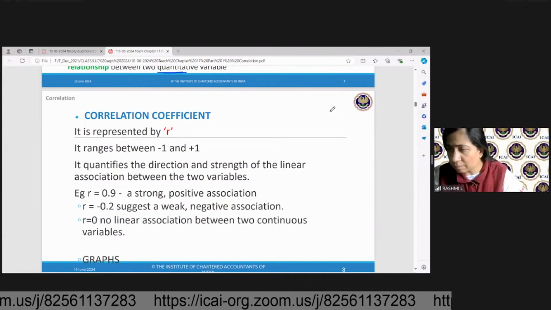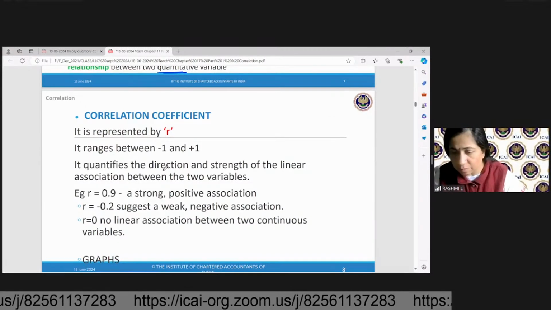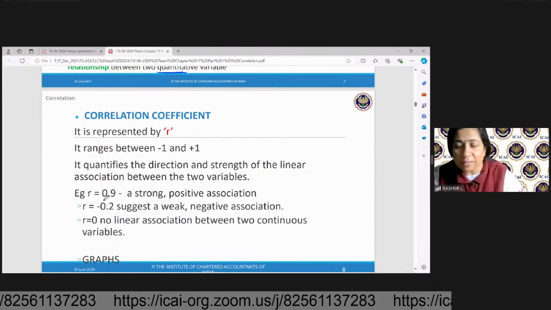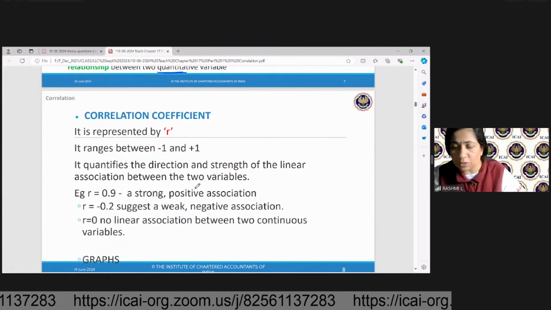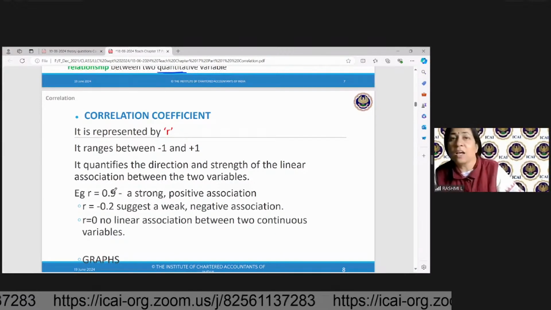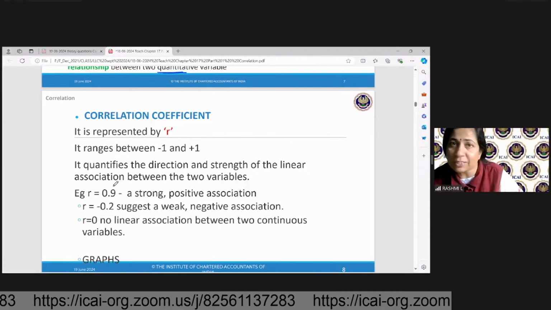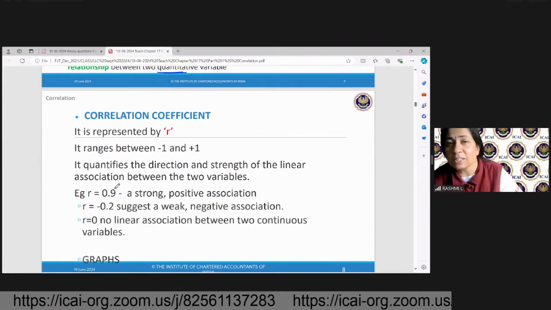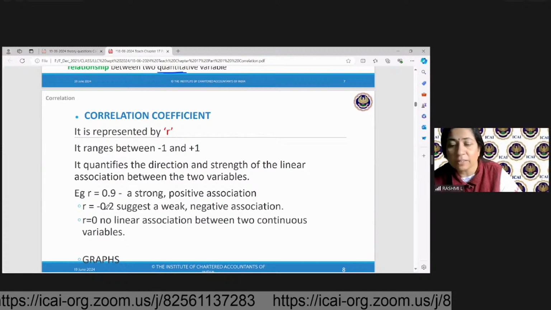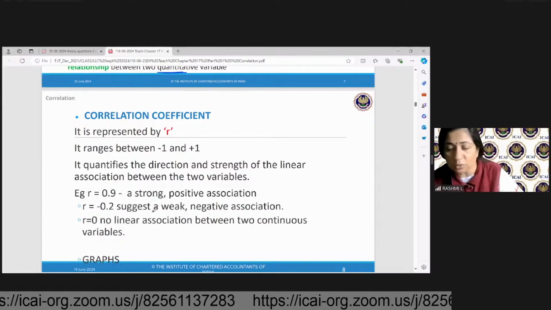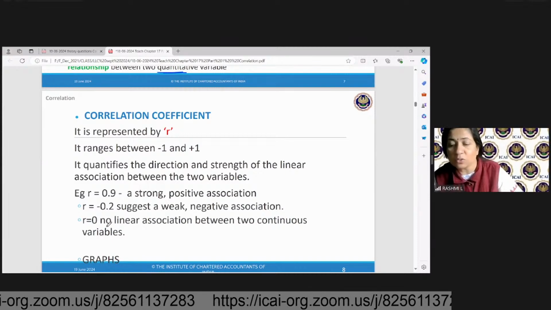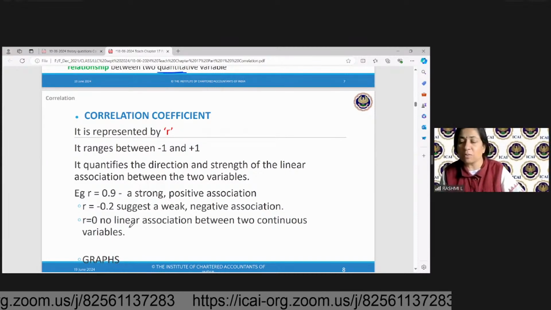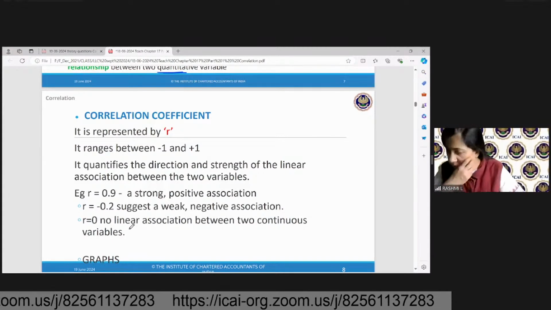Now if I say R is equal to 0.9, then it is a strong positive association. There is a plus sign here and a number which is very near 1, then it is a strong positive. R is equal to -0.2 suggests a weak negative association. R is equal to 0 means no linear association between two continuous variables.